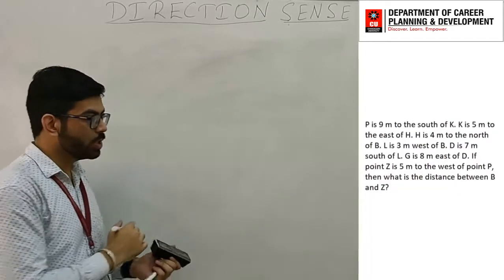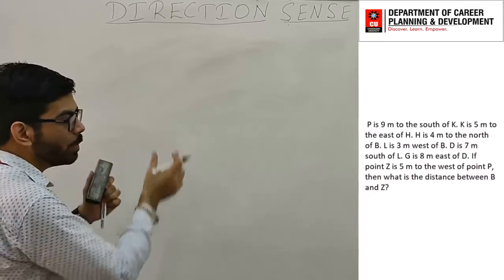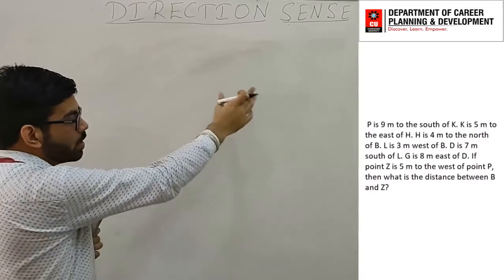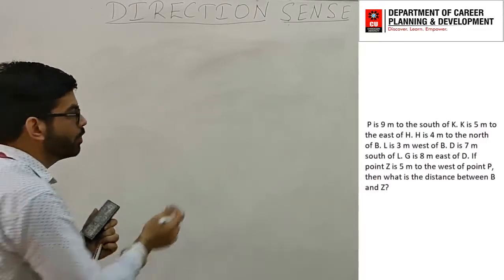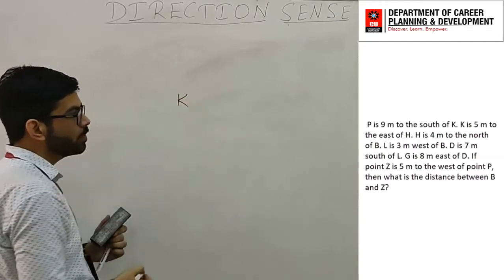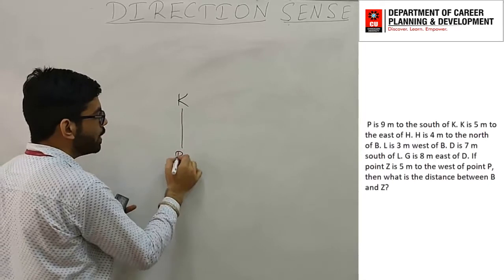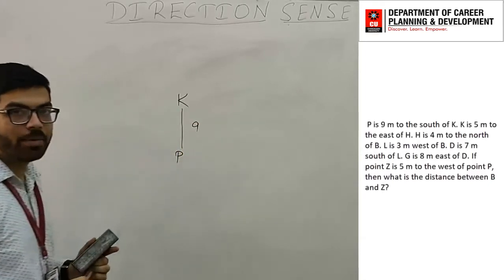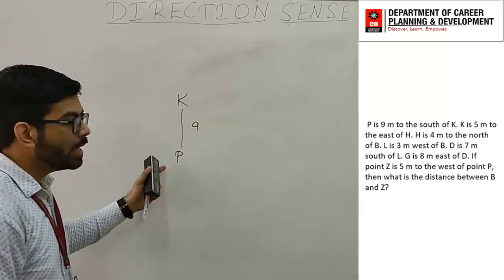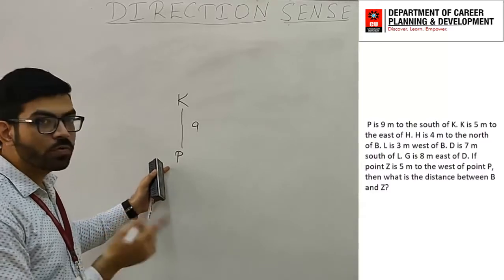Okay, let's see the next question. So first point is given, which is P is 9 meter to the south of K. If K is taken as here, then 9 meter south, that will be your P. This distance is your 9 meter. Next line says that K is 5 meter to the east of H.